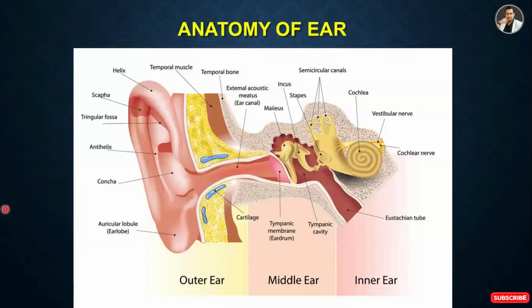First, we need to know the anatomy of our ears. Our ears are outside and inside. Our ears are divided into three parts. The parts are the inner ear, middle ear, and outer ear. Our focus is on our inner ear and middle ear. There is no focus on the outer ear.